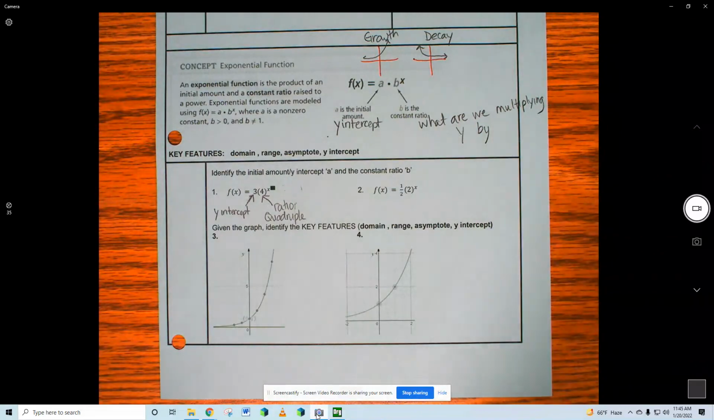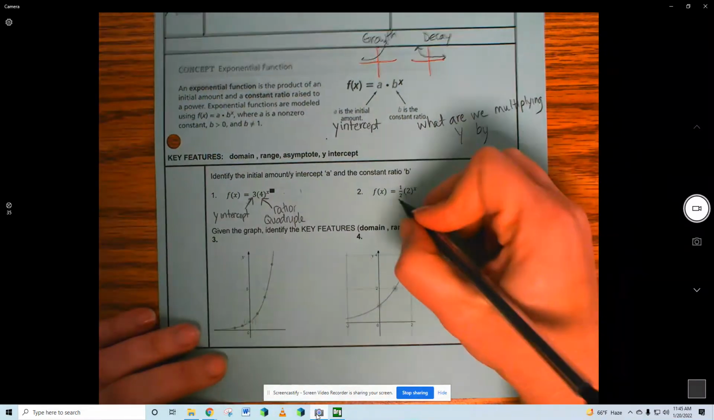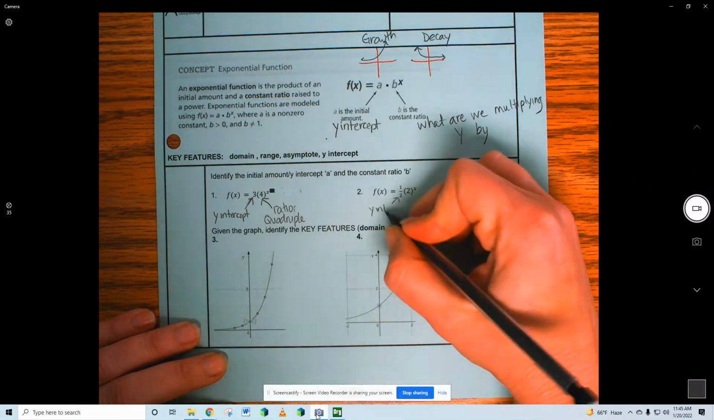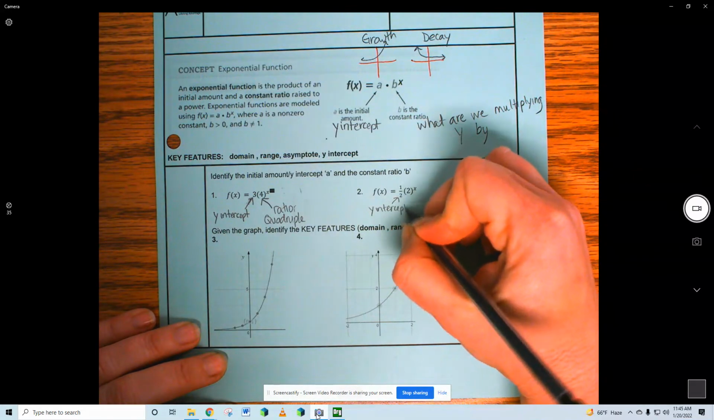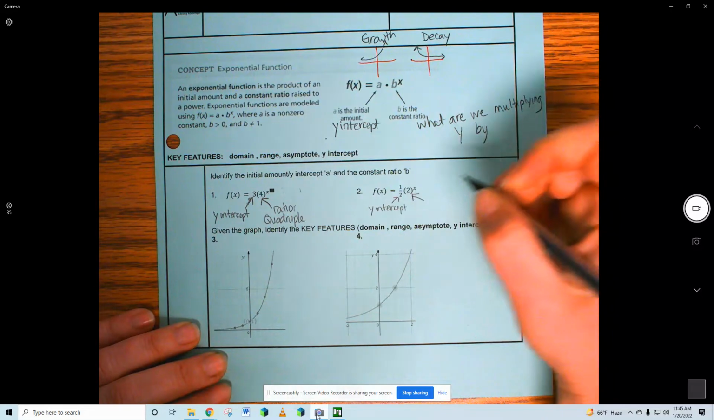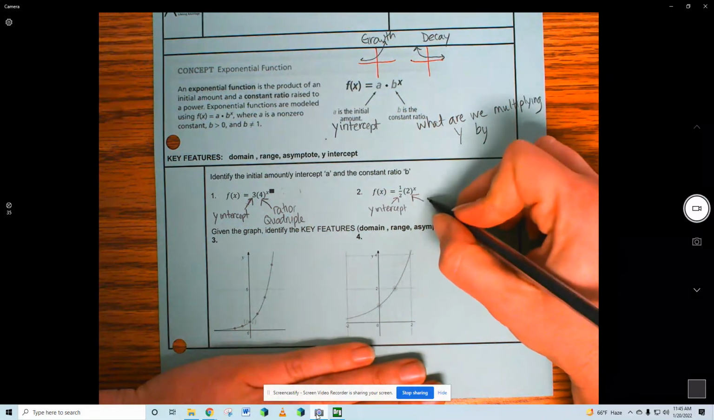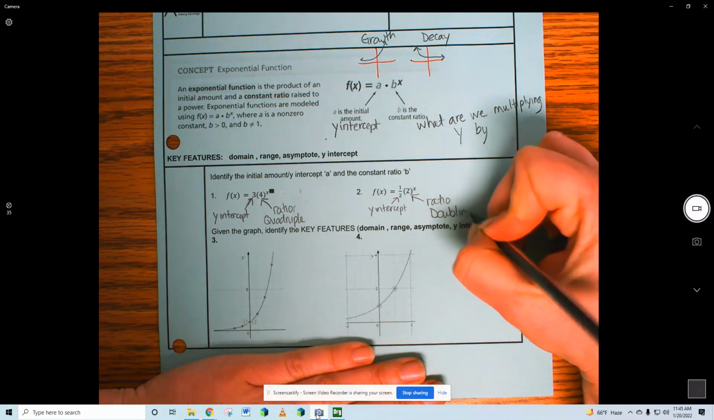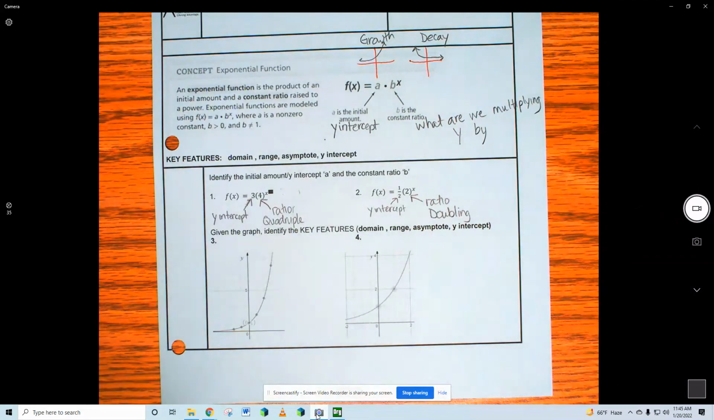All right, number 2. What's the 1/2 mean? Y-intercept. What's the 2 mean? Ratio. And a 2 is a double. So the numbers are doubling every time.